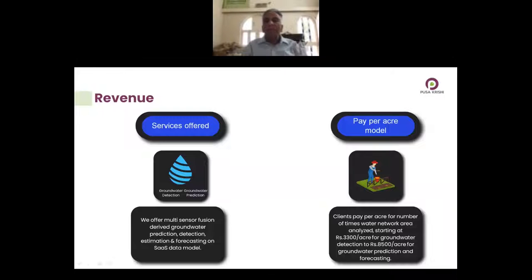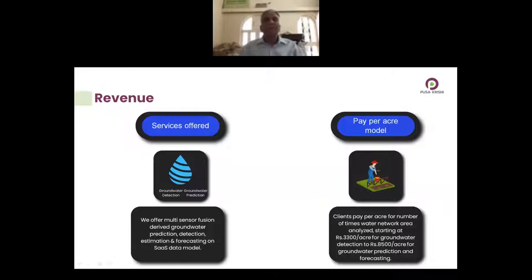Another thing we do: we have gone into weather prediction, and we have gone into groundwater prediction also. How it would behave when you start pumping, how the groundwater table would lower down. Forecasting and prediction services are also offered, and corporate people are specifically more interested. And I am sure the department would be more interested. So the client pays on a per acre basis, depending on the number of times the water network area is analyzed, starting at ₹3,300 per acre or per point for groundwater detection, and about ₹8,500 per acre for groundwater prediction and forecasting.